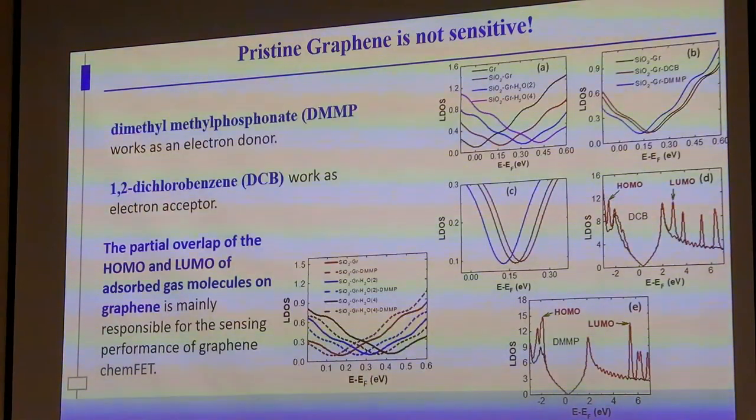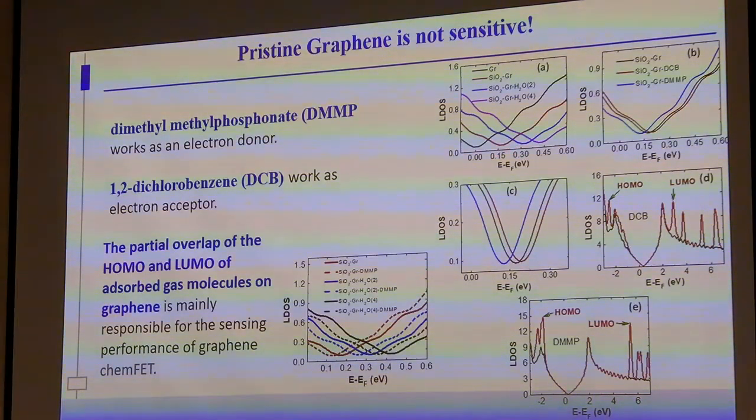So then, what happens if you use this pristine graphene on a defective substrate? So here, in this case, you have the graphene, pure graphene, that's here, and then you have a defective substrate. When you use the defective substrate, you see a shift here. And then when you add the water molecule, there is a further shift.